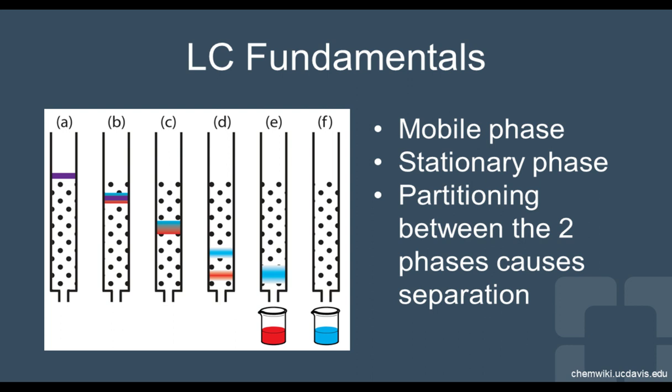The mobile phase is introduced at the top of the column. You have a differential partitioning between the mobile phase and the stationary phase, hopefully, to reveal that the purple ingredient is made of blue and red, as it's seen to develop in B and C. Finally, you achieve separation in D, collecting the red portion in E and the blue portion in F.